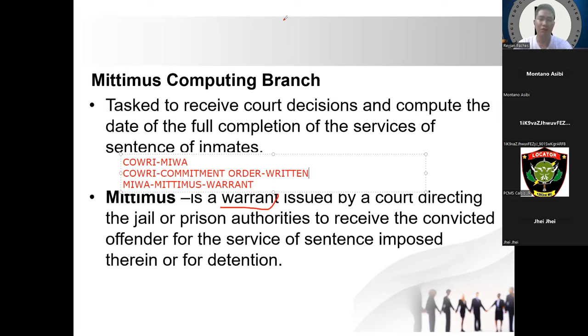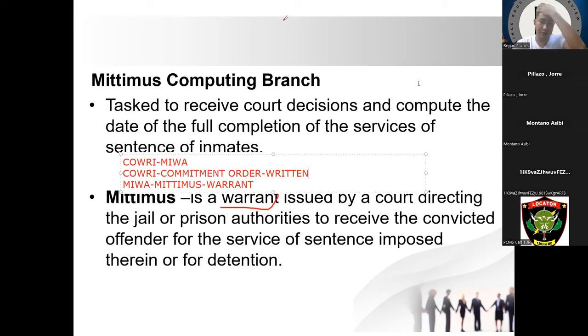Kasi ang haba ng definition nila. So, dapat, of course, gamitan natin ng strategy or techniques. So, again, pag sinabi natin mittimus, it is the warrant order issued by the court directing the jail officer or prison authorities to receive the inmates para umpisahan niya na yung penalty imposed by the court for detention. Kaya tinatawag na siya na PDL, persons deprived of liberty. So again, ang mittimus, it is a warrant order issued by the court for a service of sentence, while ang commitment order naman, it is the written order. Nakuha ninyo? Nasundan niyo ba, class? Yes, sir. Okay, good.